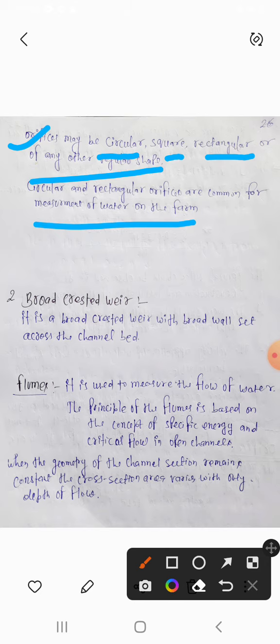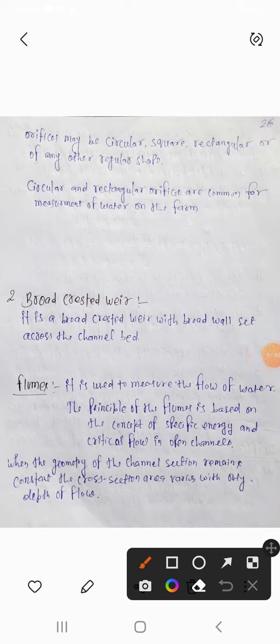Okay, so now come to broad-crested weir. Actually, it includes flumes: Parshall flume, H flume, trapezoidal flume, cutthroat flume, etc. So actually, it is a broad-crested weir with a broad wall set across the channel bed. So first we should know about flume. Actually, it is used to measure the flow of water. The principle of the flume is based on the concept of specific energy and critical flow in open channel.